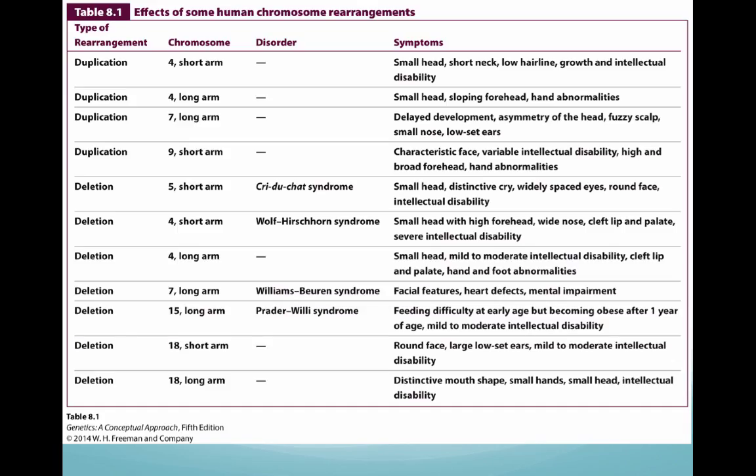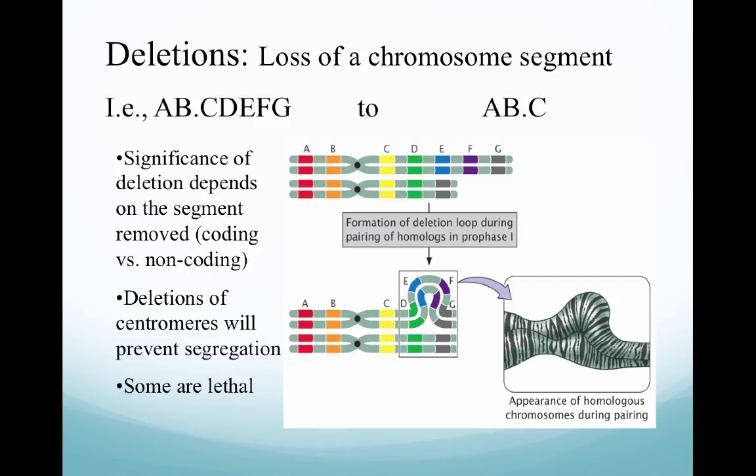All right, so we just finished talking about duplications, and next we're going to talk really briefly about deletions. But if you need a good table to study for some of the different deletions and duplications, their disorders, and then symptoms of those disorders, Table 8.1 really has a great breakdown of those different types of rearrangements that you can see in some of the syndromes that they result in. All right, so switching gears a little bit, let's talk about deletions.